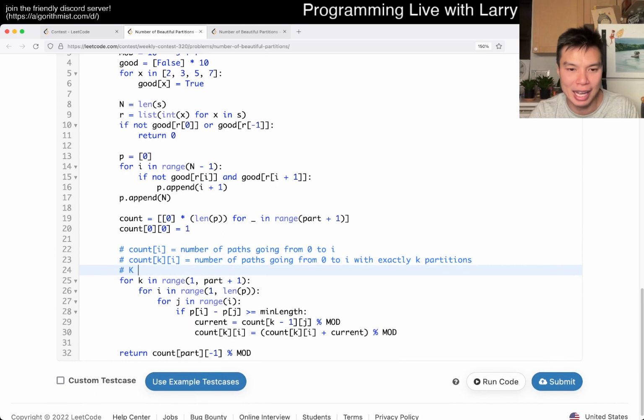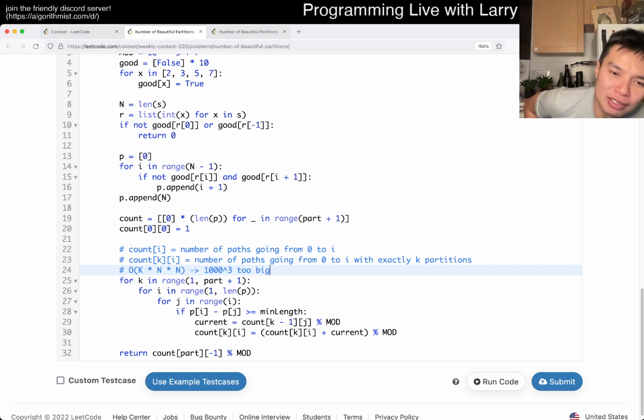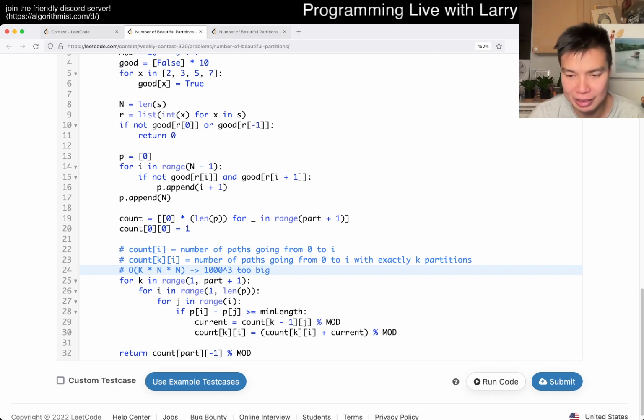So it's k times n in the worst case. And therefore, this is going to be too big, 1,000 cubed, say. Or even 500 cubed is too big. TLDR, too big. So how do you solve this now that you see this?